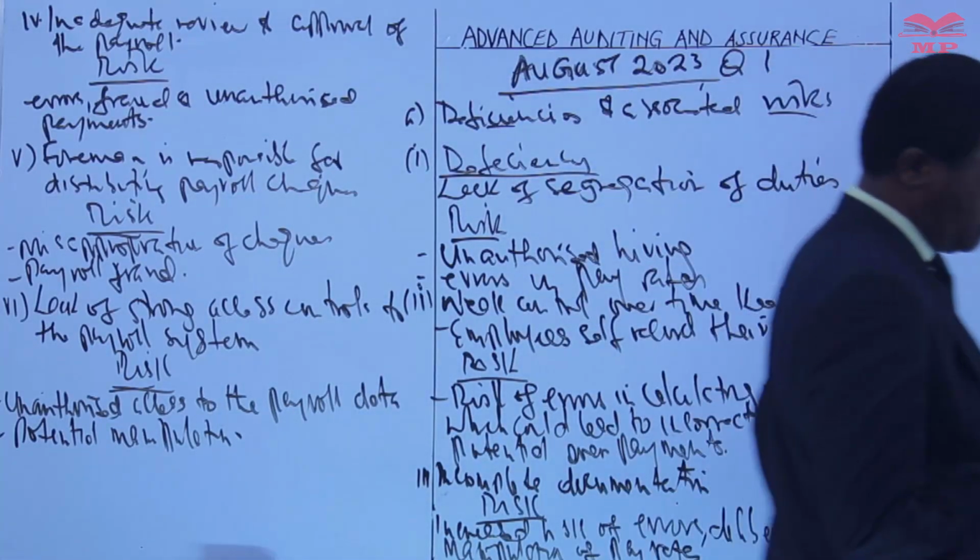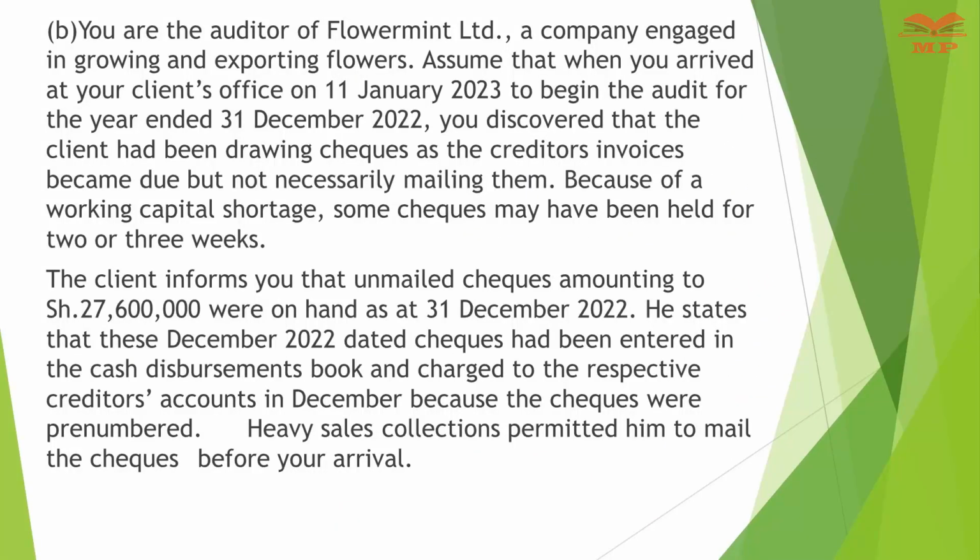You are the auditor of Flowermint Limited, a company engaged in growing and exporting flowers. Assume that when you arrived at your client's office on 11th January 2023 to begin the audit for the year ended 31st December 2022, you discover that the client had been drawing checks as creditors' invoices became due, but not necessarily mailing them.